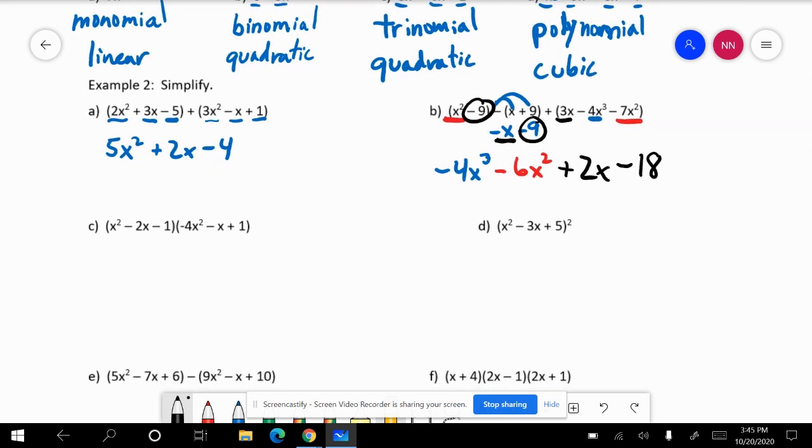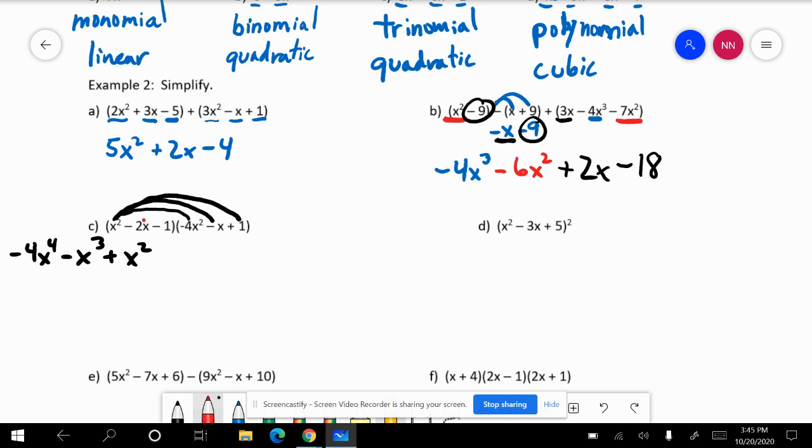Now for letter C, what I'm going to do is FOIL. When I'm foiling it, I'm going to multiply the x squared with the negative 4x squared, and that's going to give me negative 4x to the fourth. Remember, when I multiply, I add exponents. For the next one, I get negative x cubed. And for the next one, I get x squared.